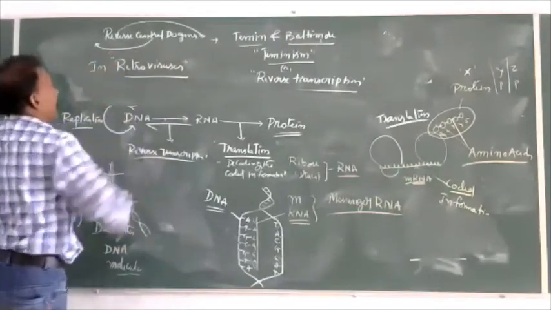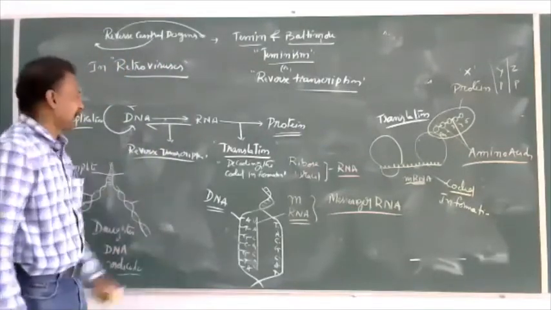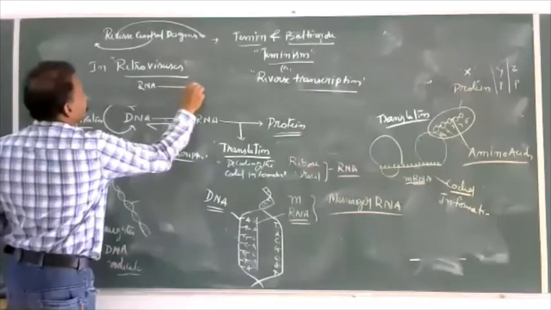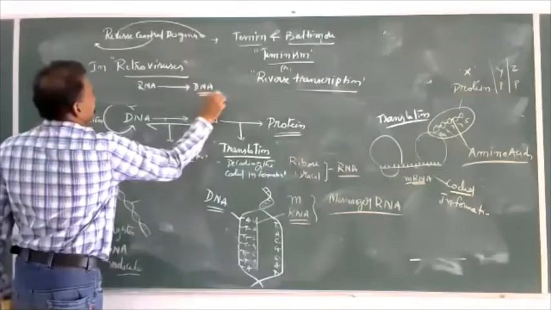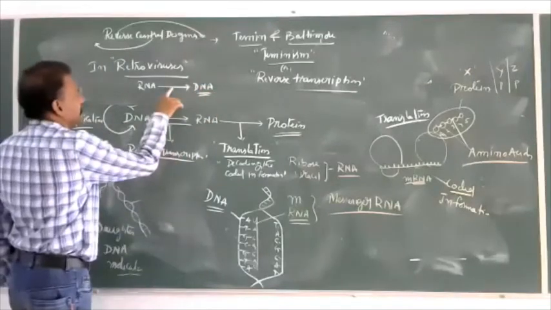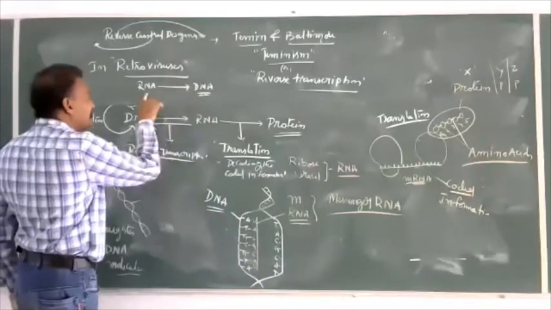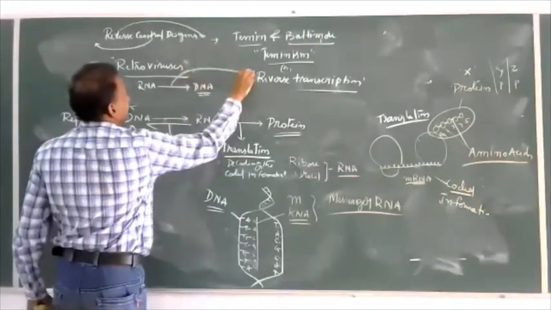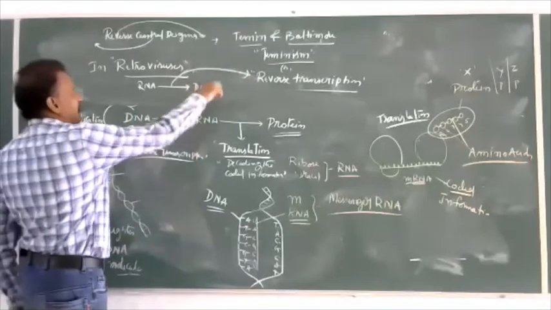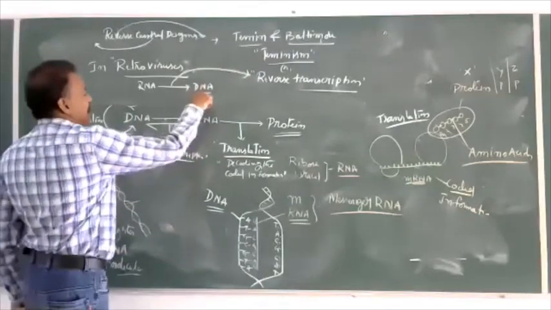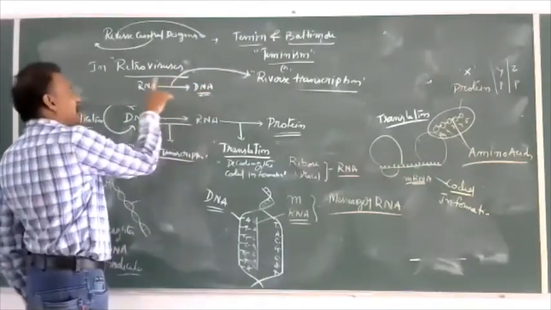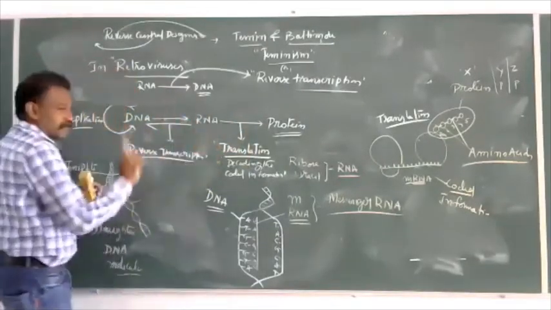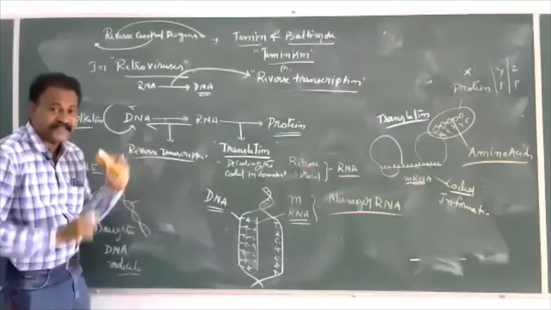In retroviruses, they observe that RNA produces DNA. This process of production of DNA from the RNA is called reverse transcription. And DNA has its own ability of replication, and again DNA will produce RNA. So reverse transcription is a process.